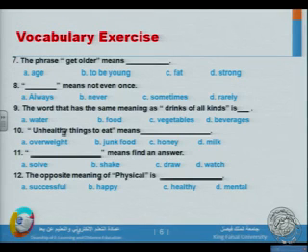Now, the phrase get older means to age. Not even once means never. The word that has the same meaning as drinks of all kinds is beverages. The unhealthy thing to eat means junk food. To find an answer means to solve a problem. The opposite meaning of physical is mental.